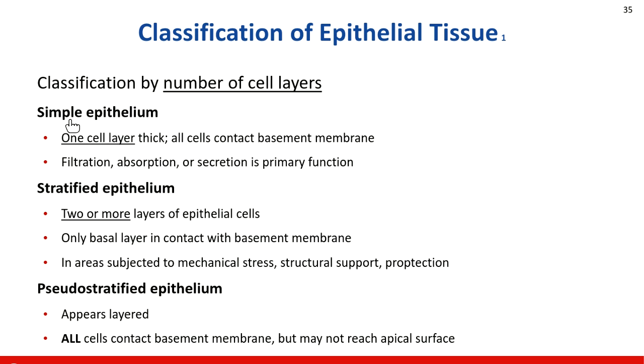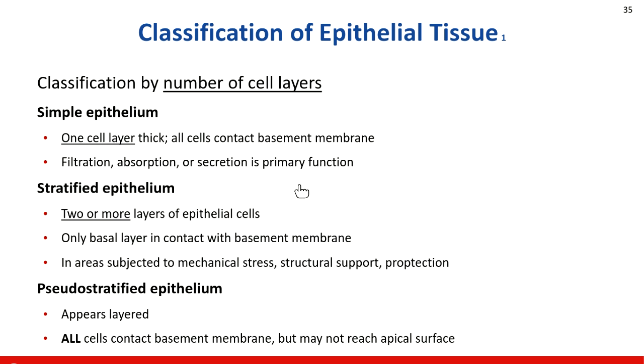The functions of simple epithelium primarily revolve around filtration and absorption. Secretion is also included there, but it's mainly filtration and absorption. It's always easier to filter or absorb something across one single cell layer than it would be to pull something across 30 cell layers.